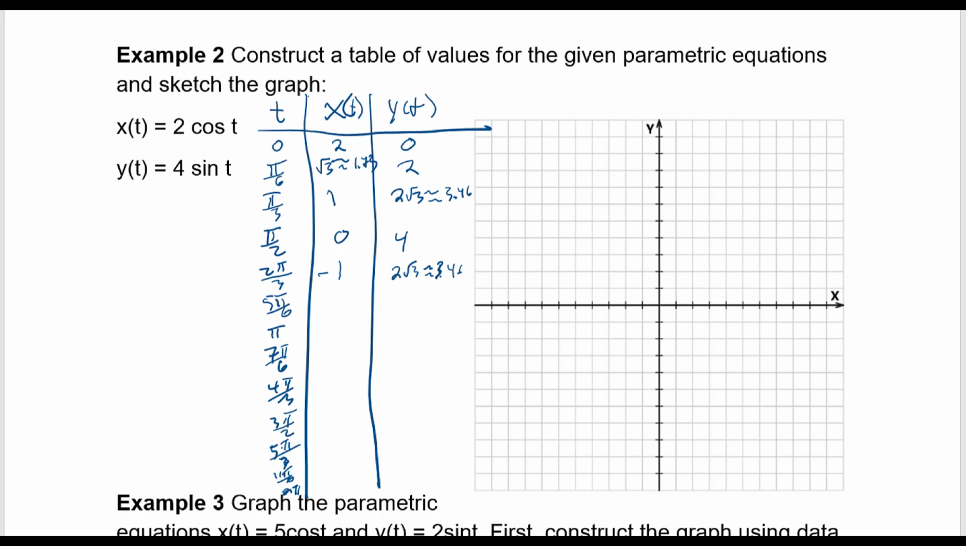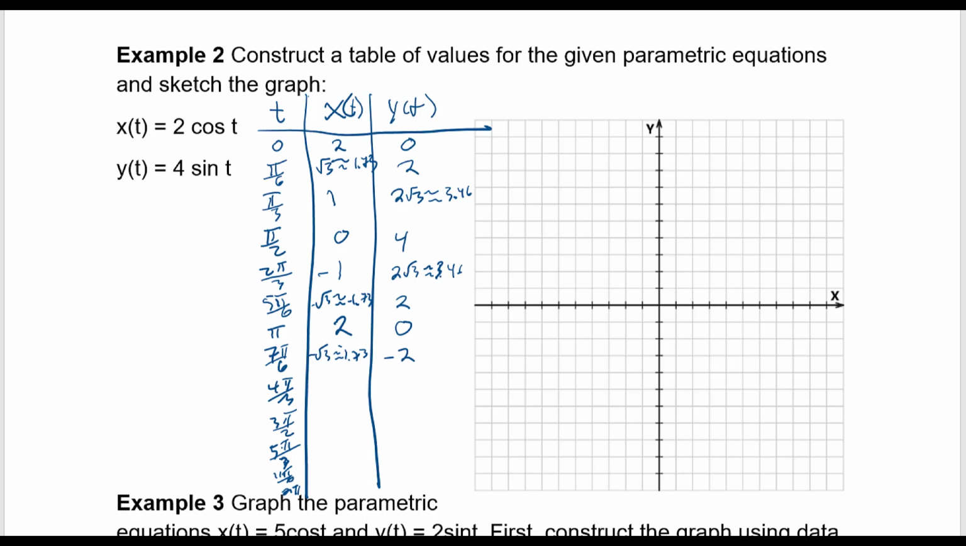5 pi over 6, we're going to get ourselves that negative square root of 3, which is approximately negative 1.73. And we're going to get 2 for the sine, for the y part. Sine of that, sorry, is 1/2, 4 times that's 2. For pi, cosine of that is 1, so we get 2 times 1 is 2. And sine of pi is 0. 7 pi over 6, this is where they're both going to be negative. We're going to have ourselves a negative square root of 3 again, which is approximately negative 1.73. And we're going to get ourselves a negative 2 for the sine.